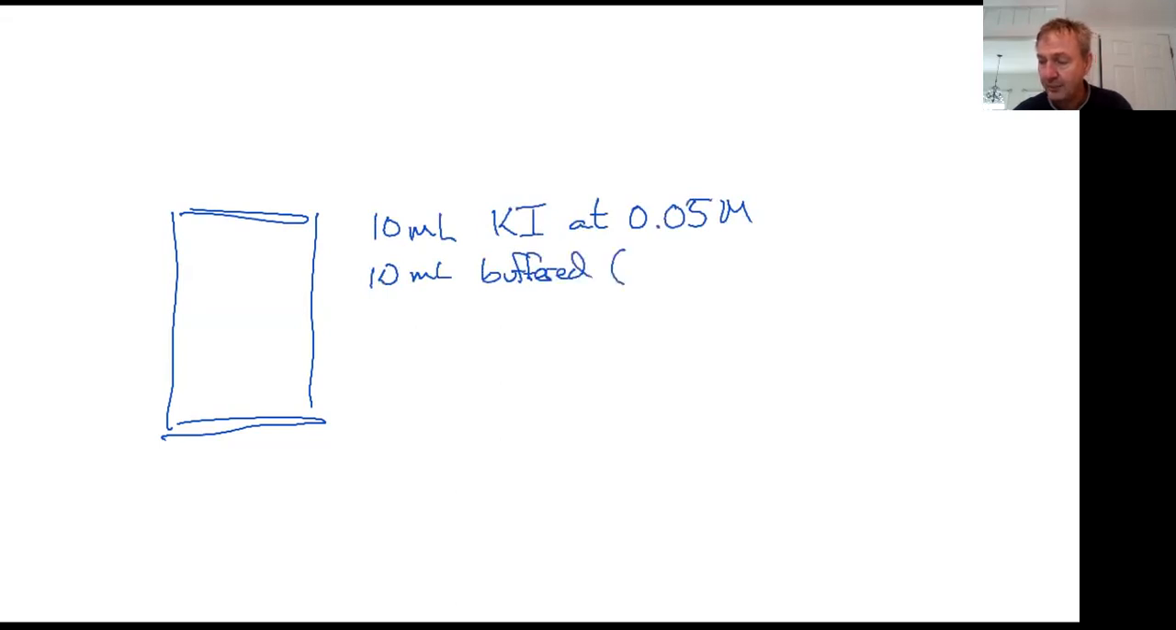And so it's going to be acetic acid, so a weak acid, and the conjugate base. I'm going to write for acetic acid, HOAc, and NaOAc, both at 0.05 molar.